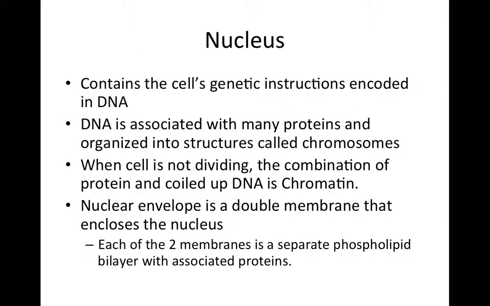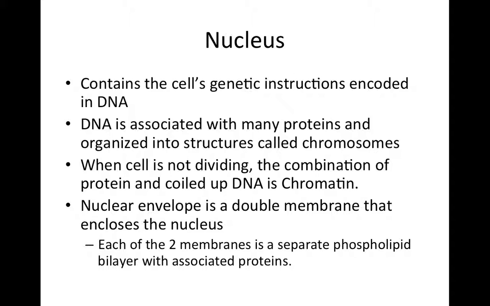So the nucleus, again, contains all the cell's genetic instructions encoded in DNA. Understand basic features of DNA, please. What is DNA? Deoxyribonucleic acid is what it stands for. Understand that it is made up of adenines, thymines, cytosines, and guanines. A, T, C, and G. A always pairs with T, and C's always pair with G. So basic things like that.